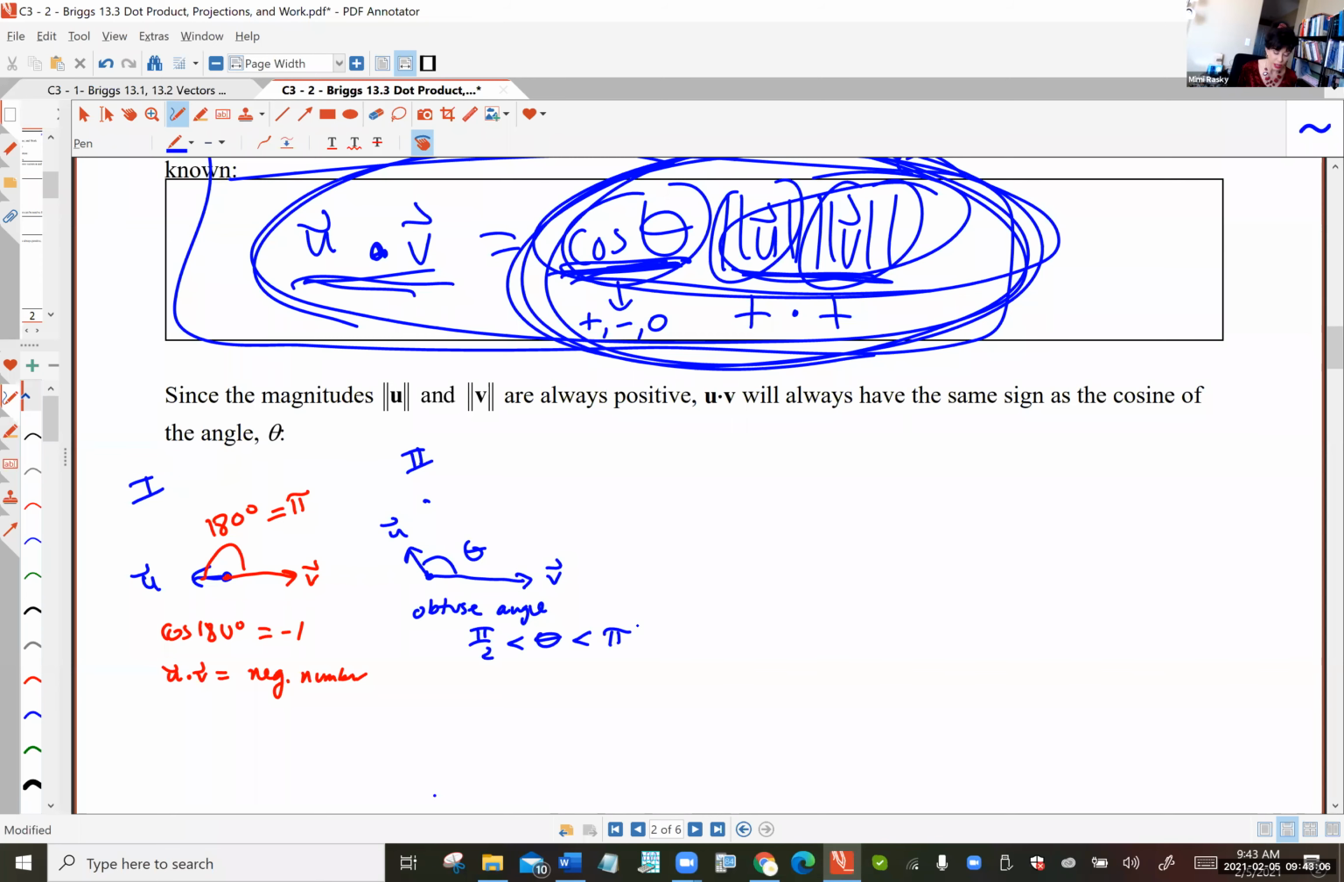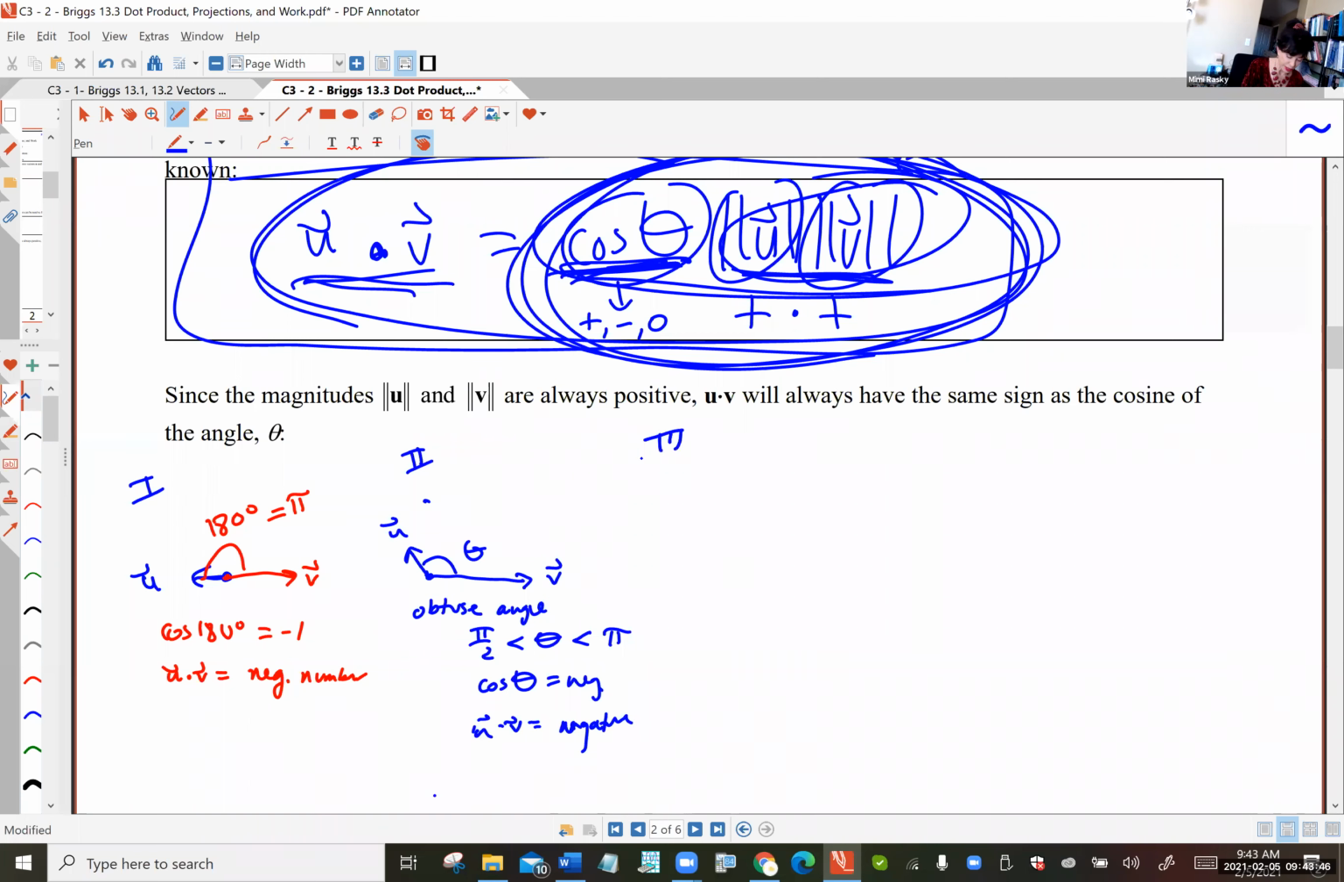So what is cosine for angles that are obtuse? Does anybody remember from their trig? Cosine of an obtuse angle, is it positive, negative, or zero? Anybody know? I'll check the chat. Negative. It will be negative because when you're in quadrant 2, your cosines are negative. I hope you remember that. Like cos of 3 pi fourths is negative, right? So that would mean your u dot v would be some negative number.